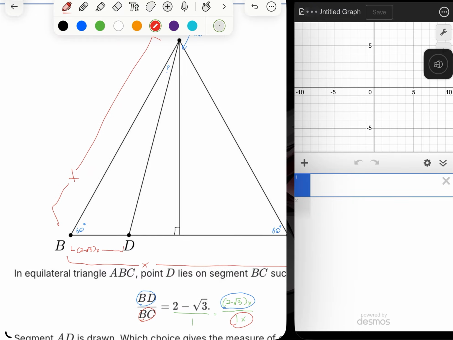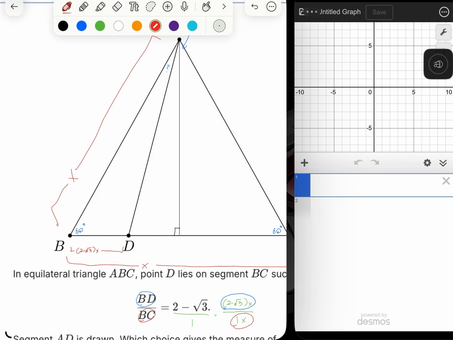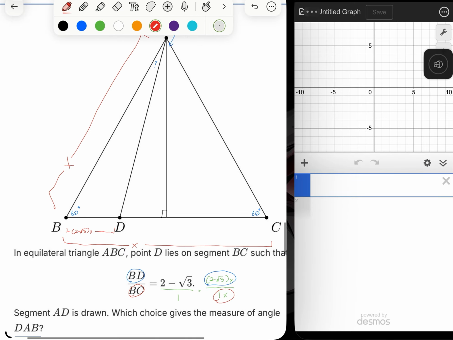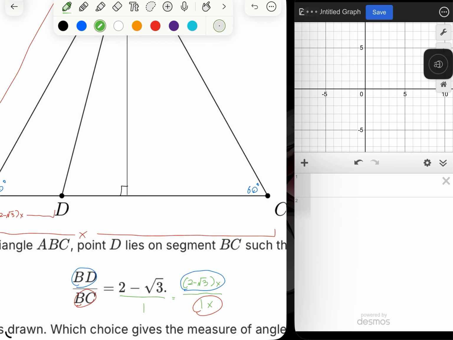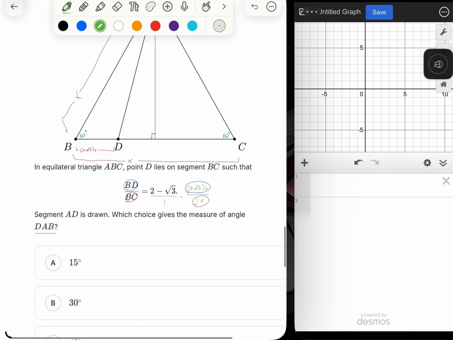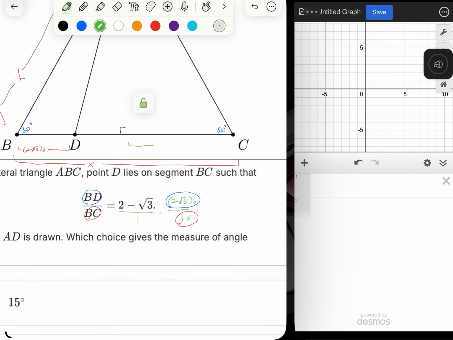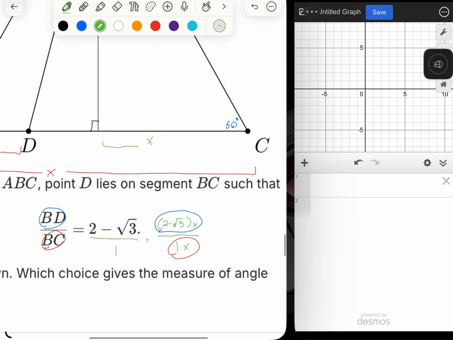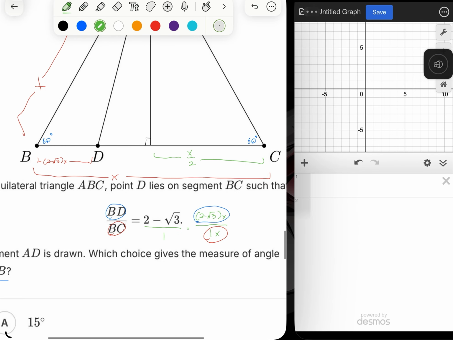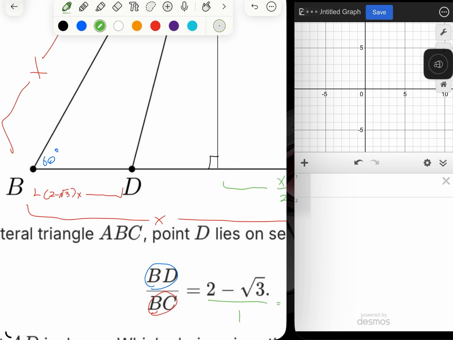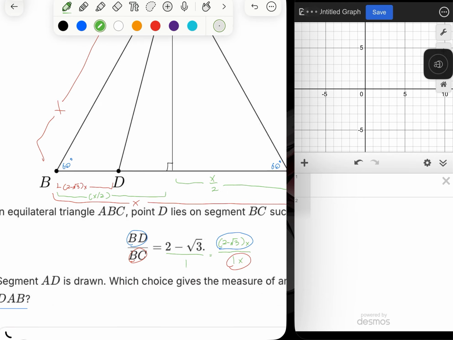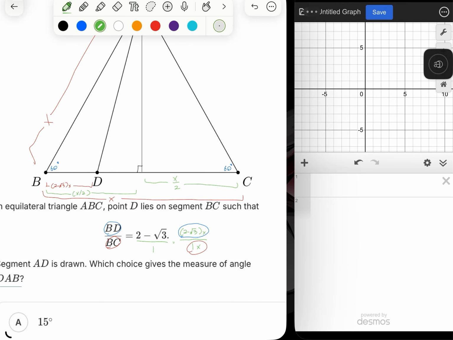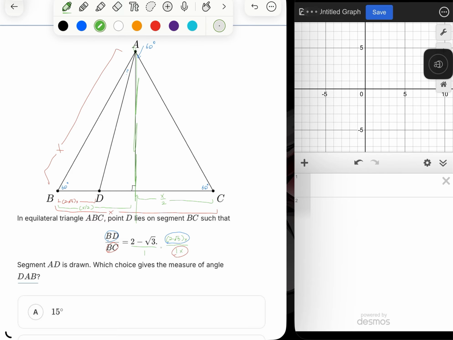Okay. And now what? Well, if this is an altitude, you get a bisection at the segment. So that means this is going to be half of the total side. So this is going to be x over 2. And same thing here. This here is also going to be x over 2, because once again, this altitude is bisecting BC.